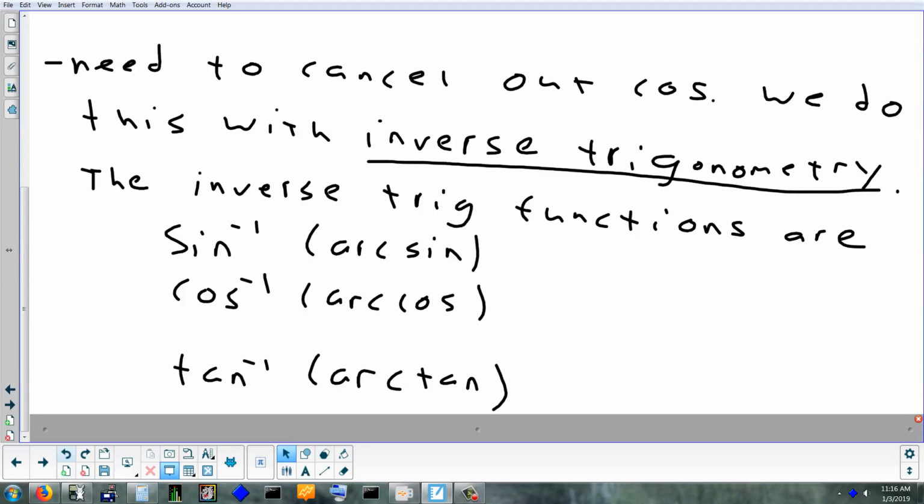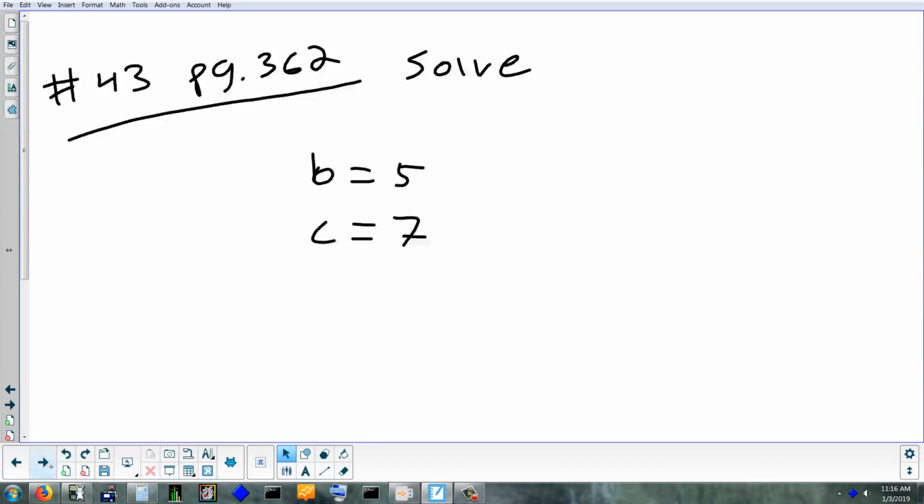And there is inverse secant, inverse cosecant, and inverse cotangent. Again, there is no button for it, but you can still do it on the calculator by using the buttons that you do have. We'll see. I'm not sure if we get into that today or not.